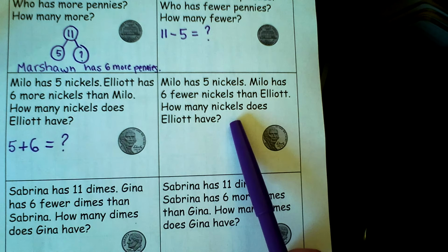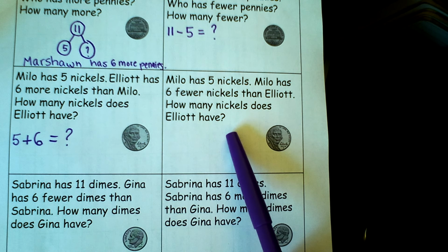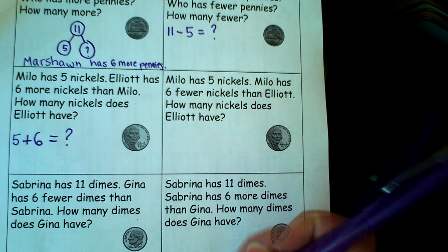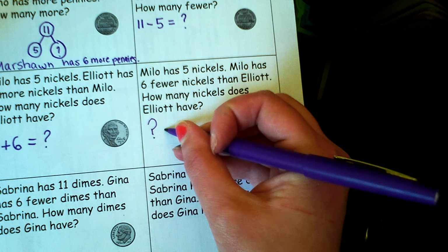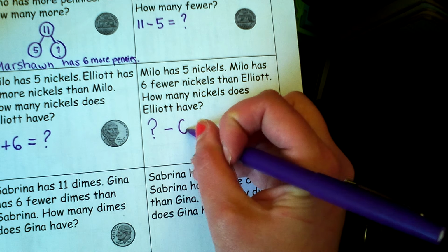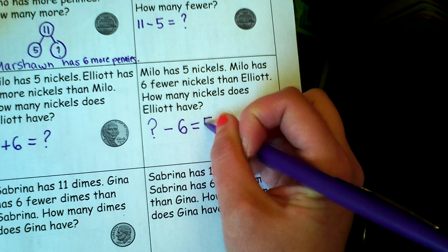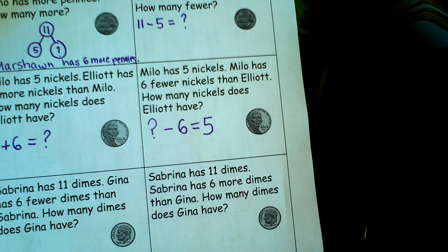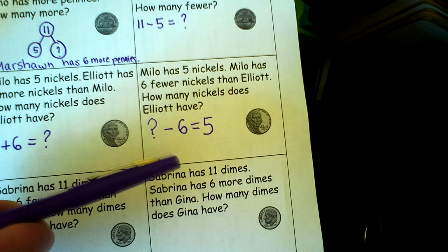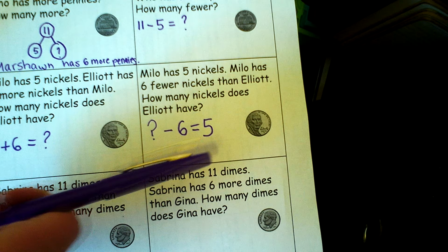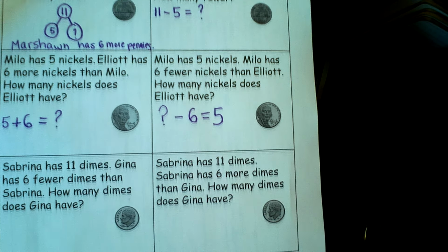Next question that you're going to solve. Milo has 5 nickels. Milo has 6 fewer nickels than Elliot. How many nickels does Elliot have? So this one is set up like this. Question minus 6 equals 5. Because we're thinking about Elliot's total number minus 6 gives us Milo's number, which is 5 nickels.